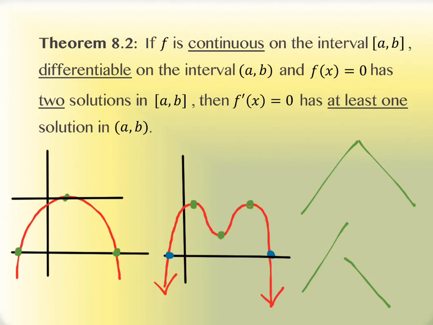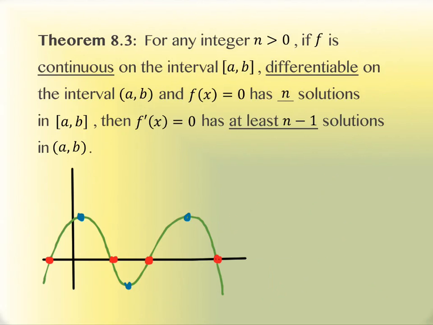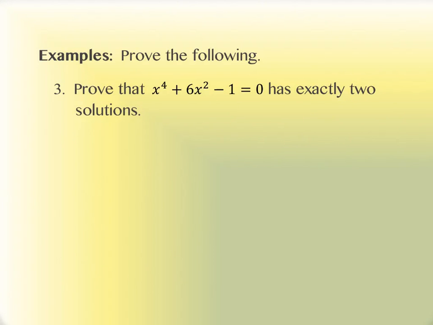Okay, are you guys ready to see an application of where we're going to see this used? A problem that uses this. All right. This question says we're going to prove the following. We have a function, x to the 4th plus 6x squared minus 1, and we're supposed to show that it has exactly 2 solutions. Now, there should be a red flag that goes off in your mind that says that doesn't sound quite right.